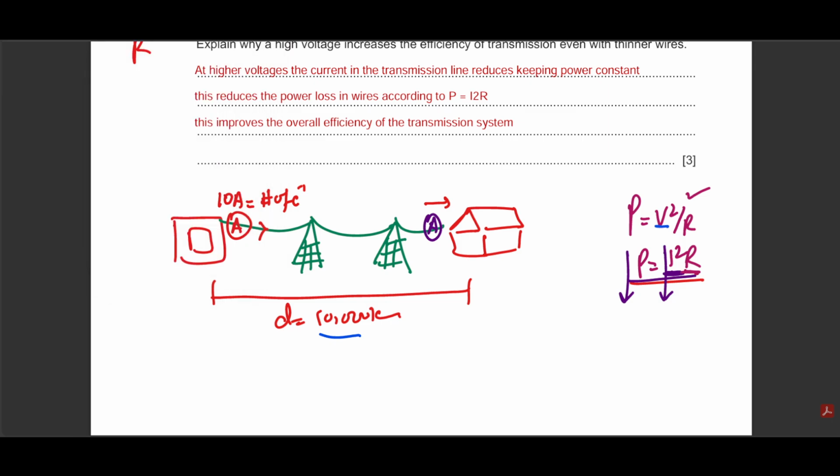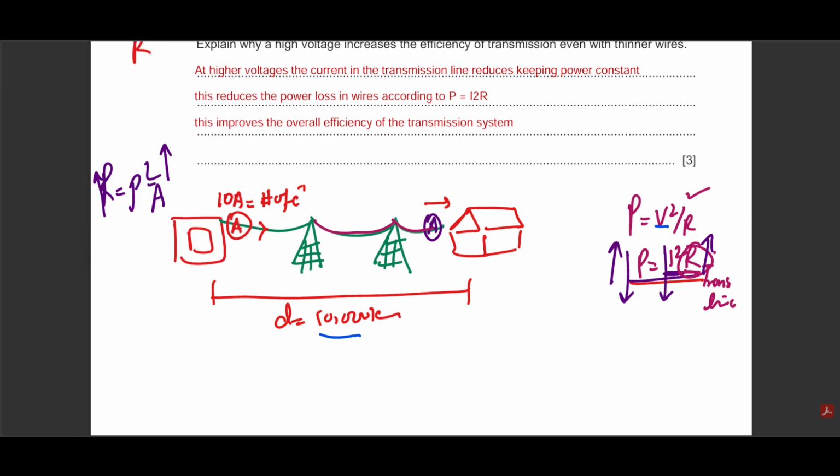But where does this resistance come from? Which resistance am I talking about? This is the resistance of the transmission line. This line is what I'm interested in. Now notice that you have already done the formula for resistance, which is resistance equals rho L over A. If you increase the length, the resistance increases. If there is a high resistance of these wires, the power loss increases.